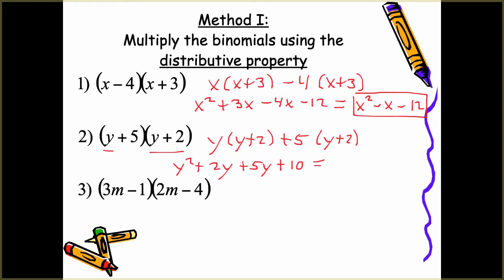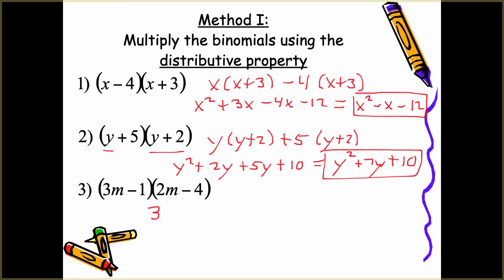And then we will combine any like terms we have. Highest degree to lowest, 2y plus 5y is a 7y. And we bring along the 10. And there we have our answer when we multiply y plus 5 times y plus 2. This is our simplified form. And notice when we say simplified form, there are no parentheses left. The next one, we're going to do the same thing.